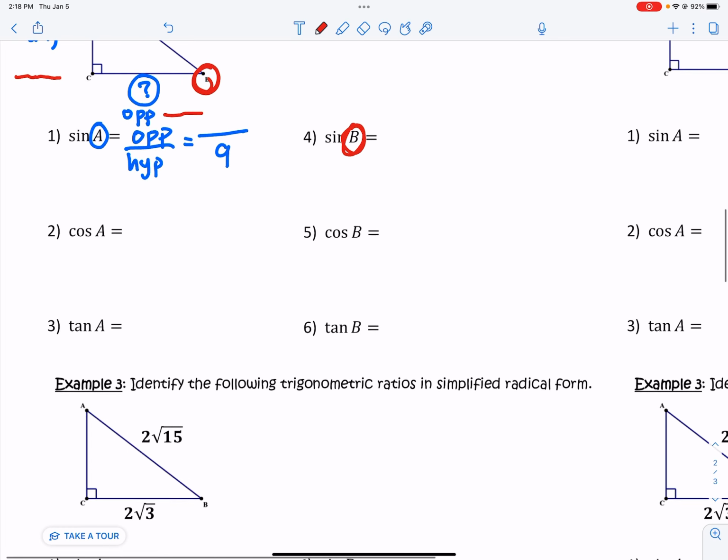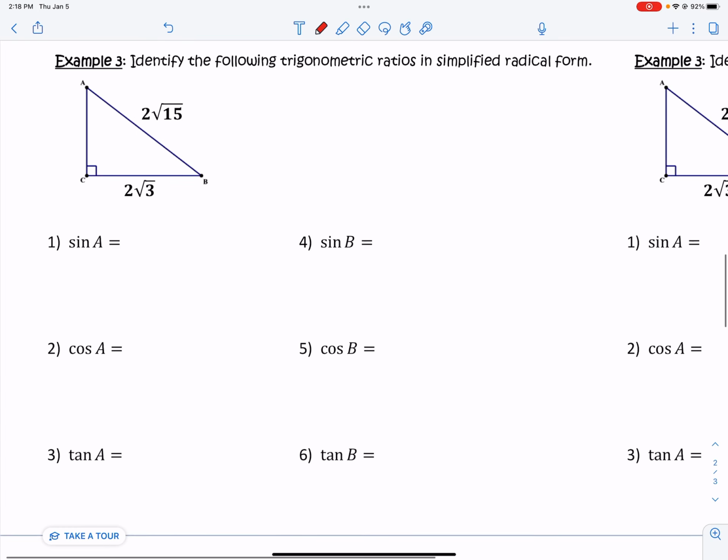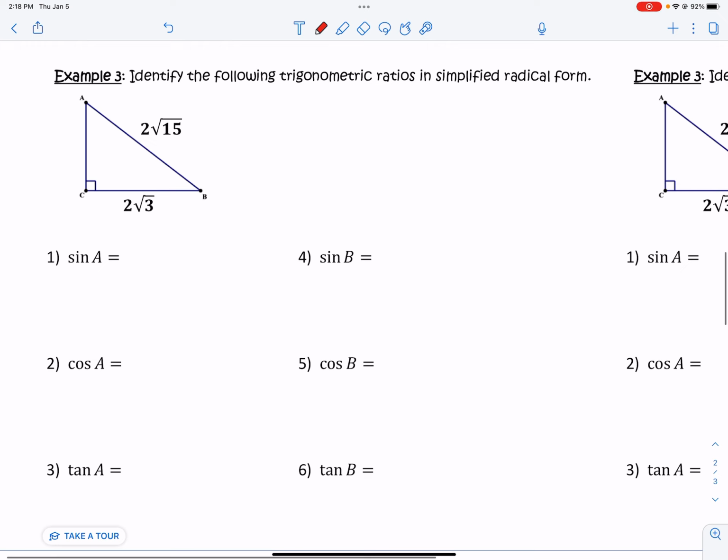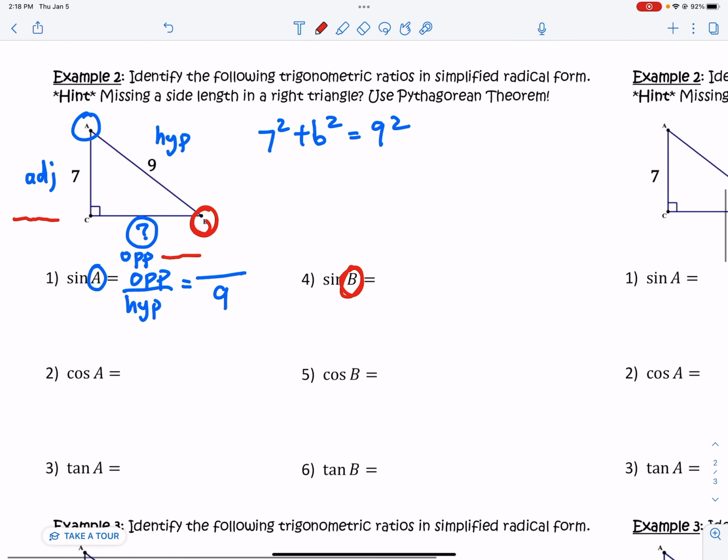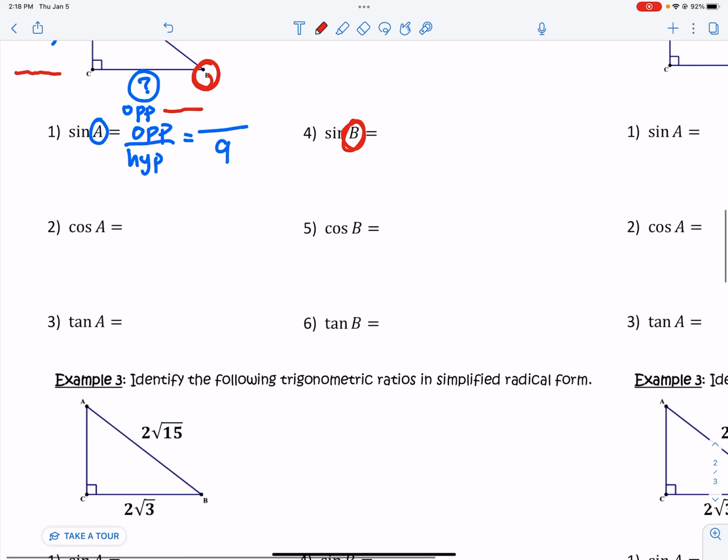All right, and then moving on to example 3. For example 3, it's going to be very similar. I am going to set you up with the Pythagorean theorem. I definitely want you to try it first, and then I'll help you with it towards the end. So once you finish example 2, finish example 2 first. Check your answer on the board. And then let's move on to example 3.